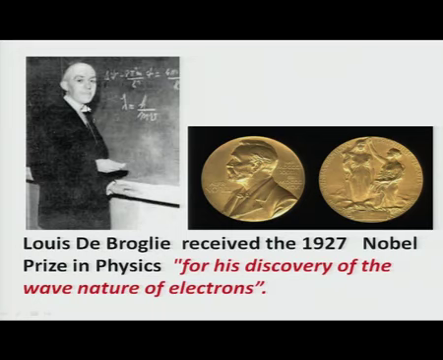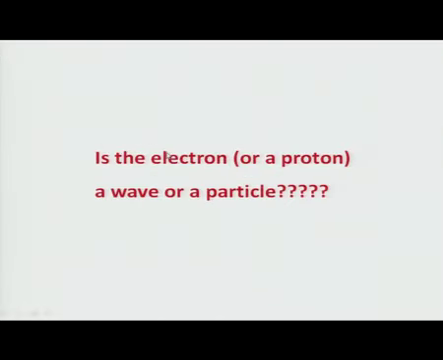De Broglie received the 1929 Nobel Prize in Physics for his discovery of the wave nature of electrons. And as you can see, de Broglie is writing down the equation on the blackboard, lambda is equal to h by mv. So, the question arises, is the electron or a proton a wave or a particle? This is the fundamental question. The correct answer is, it is neither a particle nor a wave.